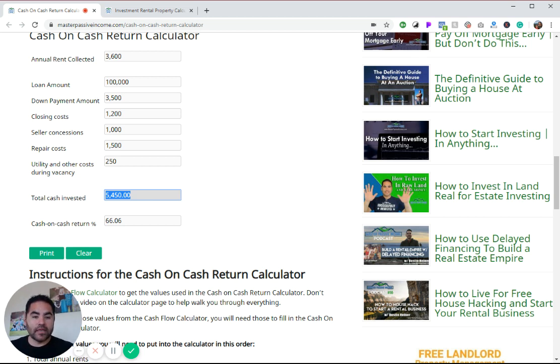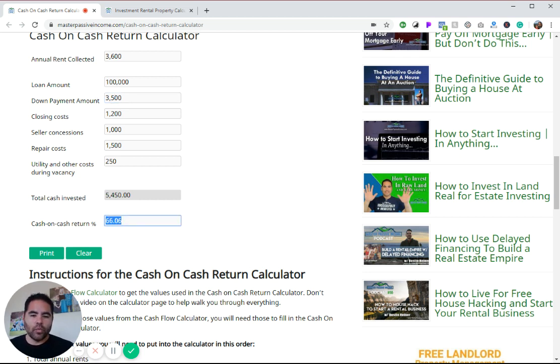Let's say you're putting in $3,500. In 1 year, you're getting 66% return on your money. Now, you still have this. It's not like this is gone, because the $3,500 down payment is equity that you have in the home. And so in 1 year, you make $66.